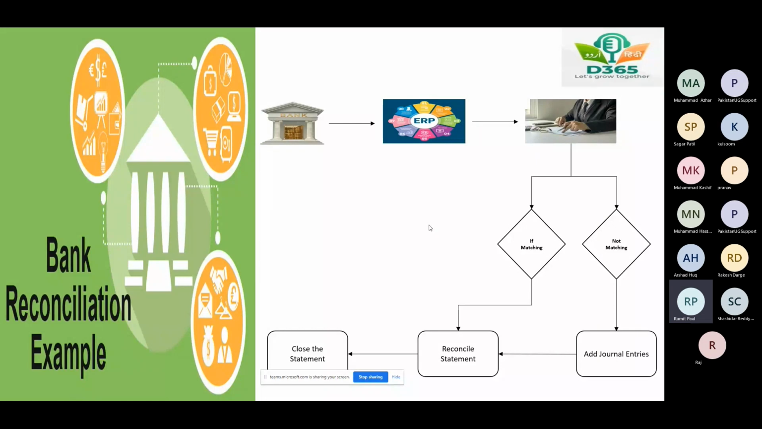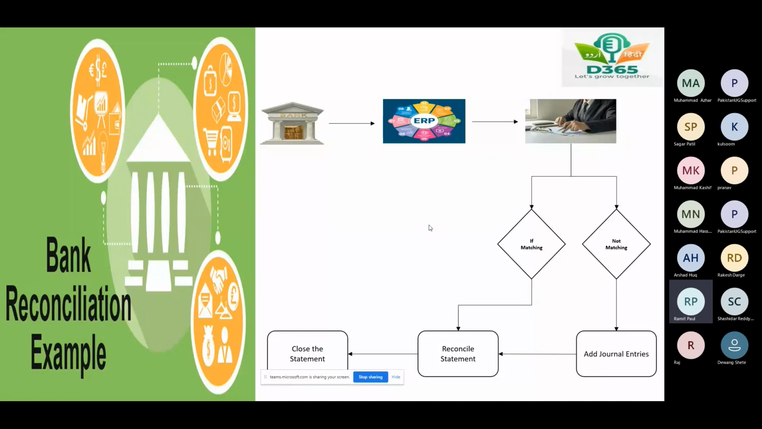The bank will maintain a file and send the electronic industry-specific file, and then your accounting system or ERP system needs to read those files and fetch them into the system, and then the user or the CFO or the managers will just reconcile in the system. So that is called advanced bank reconciliation.